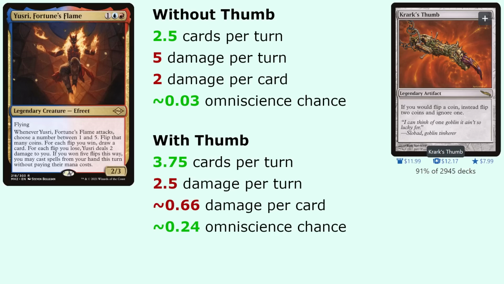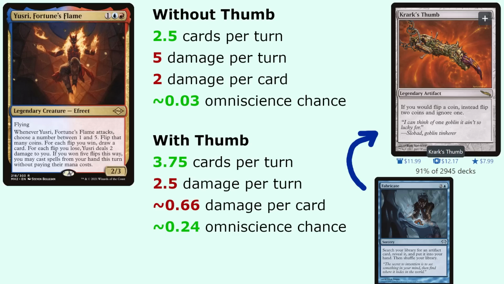Here's a question. Is it better if a Yusri player runs tutors to find the Krark's Thumb, or is it better if they allow Lady Luck to run her course and bring them the thumb when she deems it appropriate? I think a lot of people are going to naturally default to the no tutors option there, but why is that? If you're going to be playing powerful stuff, isn't it better to have it more consistently and also give your opponents the chance to strategize, to consider their options, to weigh the risks of different plays?